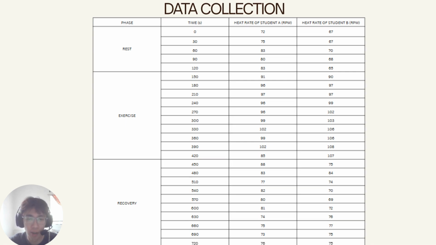Second is the step climbing phase: climbing up and down a staircase at a steady pace for 5 minutes, and we record the heart rate every 30 seconds. Last is the recovering stage: stop climbing and sit quietly for at least 5 minutes, recording heart rate every 30 seconds. Here is the data collection we did, with me, Kogami, and Liang Wen as subjects A and B.